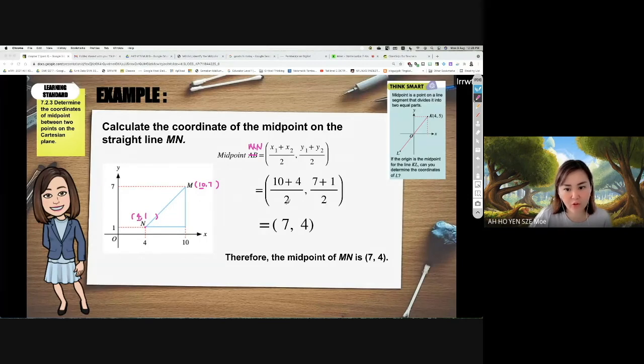So 10 plus 4 divided by 2. So 7 plus 1 divided by 2. Okay, so 8 divided by 2 is 4. So this is the answer.